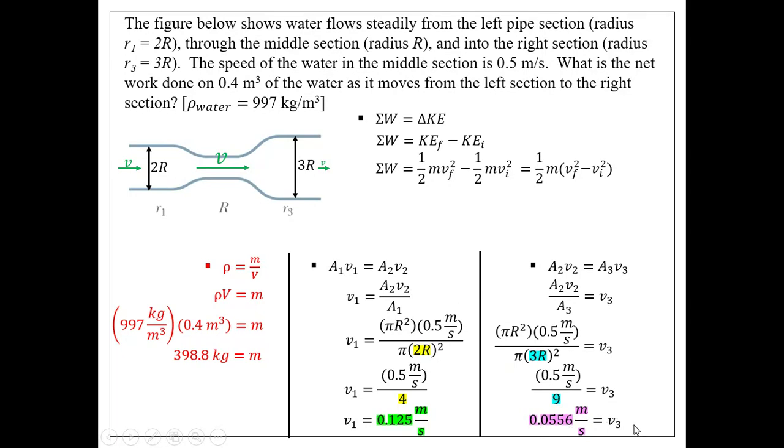Now that we have V1 and V3, or Vf and Vi, we just plug that in. I factored out m earlier, because I just want to plug mass in once. The mass I calculated already using density is 398.8 kilograms. Vf on the right side of the pipe is slow, so that's 0.0556, and I want to square that, then minus the entry speed of the water at the left side of the pipe, which is 0.125, and don't forget to square these terms. If you plug into your calculator correctly, you should get a value of about negative 2.5 joules.